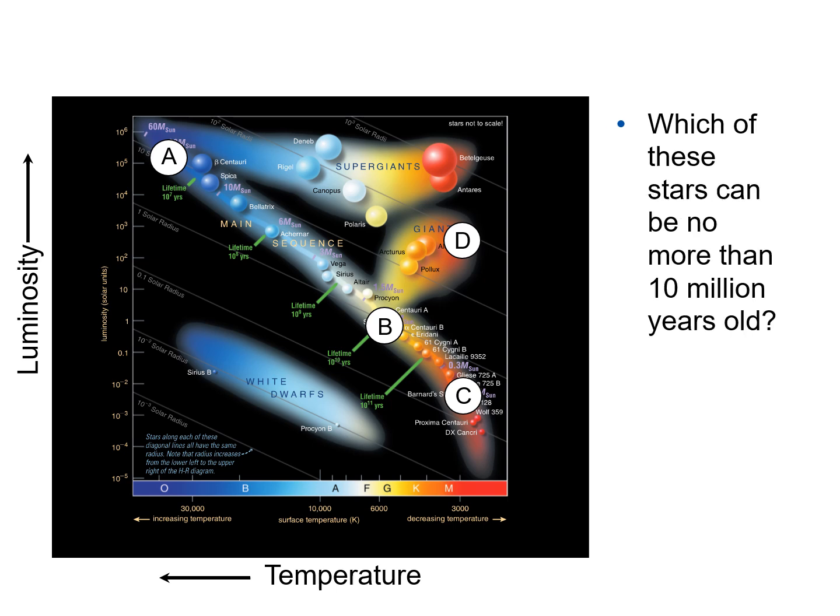So C. Which of these stars can be no more than 10 million years old? And let's look back at A, stars above where it says lifetime of 10 million years. Well, if it's still there on the main sequence, it can't be more than 10 million years old, or else it would have gone over to be a giant already. So A.